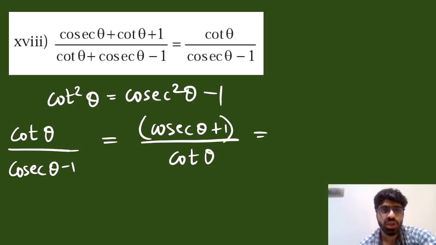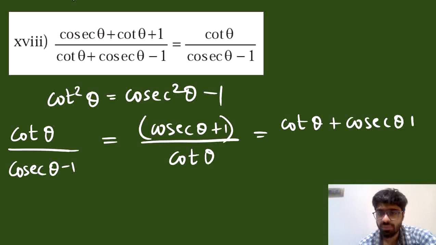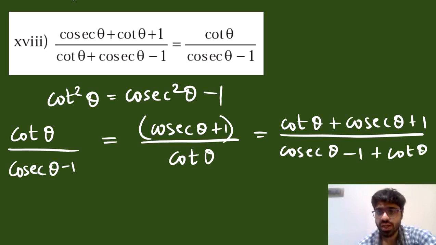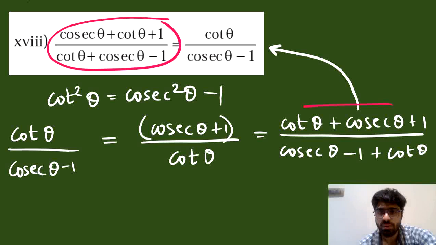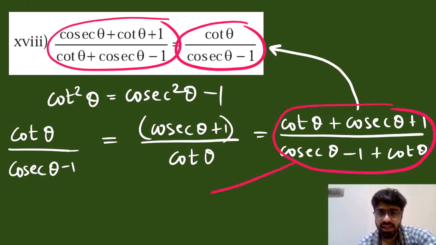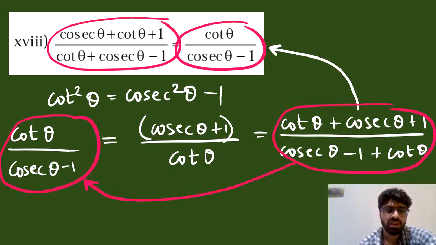So by theorem on equal ratios, we can say that this ratio is equal to this, and that ratio in turn will be equal to cot theta plus cosec theta plus 1, the whole divided by cosec theta minus 1 plus cot theta. Check carefully, it is very much equal to the expression that you have on the left. So this expression, which is equal to this, had to be proved equal to this, and we have proved that yes, it is indeed equal to this expression. So that is how we are proving the 18th question.